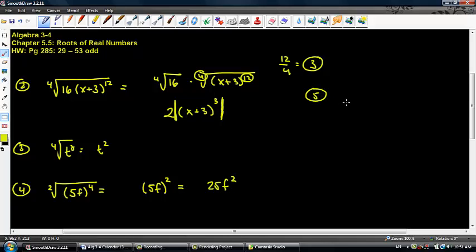Number 5. Let's go with the square root again of 64x to the 6th power. Okay, the square root of 64 is 8. x to the 6th divided by 2 is x to the 3rd. Now remember, I've got an odd power resulting, so I'm going to put my x to the 3rd in absolute value bars.